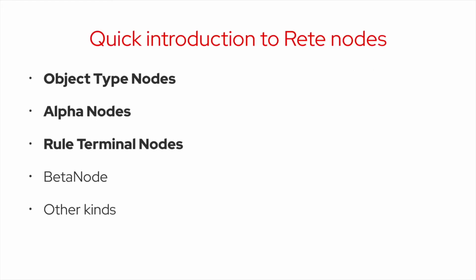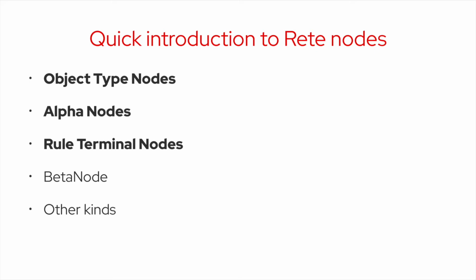Rules evaluation in Drools is based on a data structure called Rete, which means network in Latin, which is a discrimination tree comprised of different possible kinds of nodes. Here are some examples of such nodes. There are object type nodes, alpha nodes, rule terminal nodes, beta nodes, and other kinds of nodes.